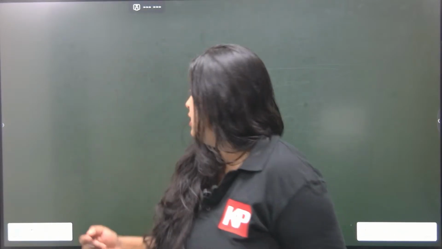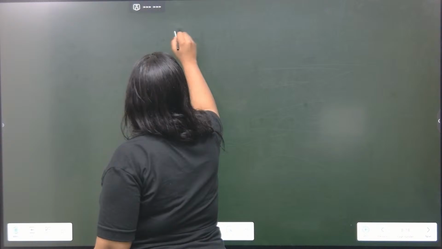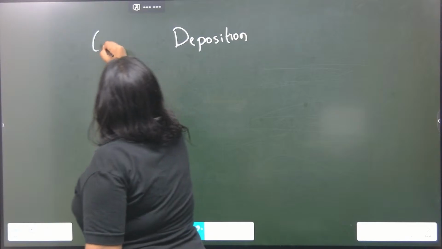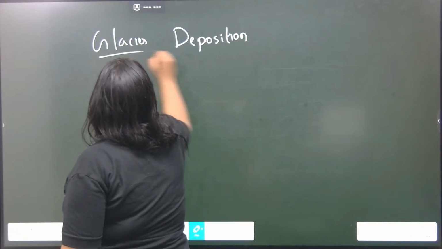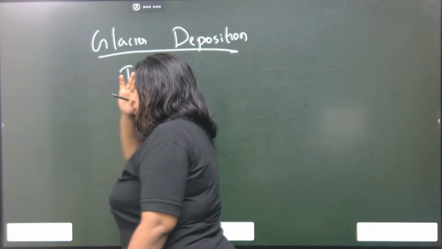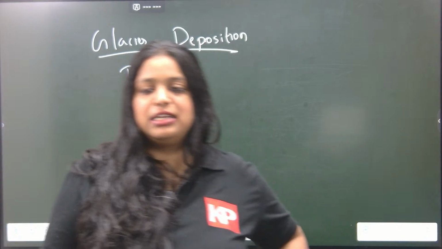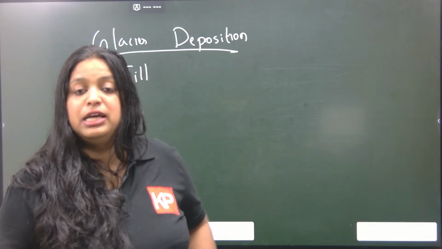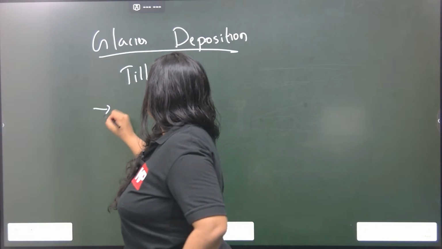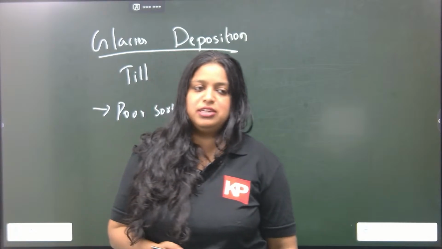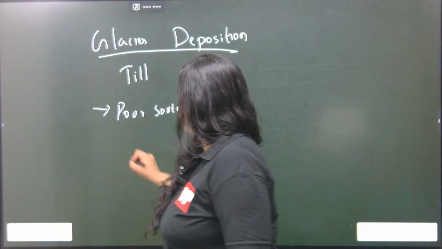Glacier-deposited sediments are called till sediments. Till is the sediment that has been deposited by a glacier. There are some 8 characteristics of till which are very important. All till deposits are always poorly sorted. Poorly sorted sediments. They lack any stratification.